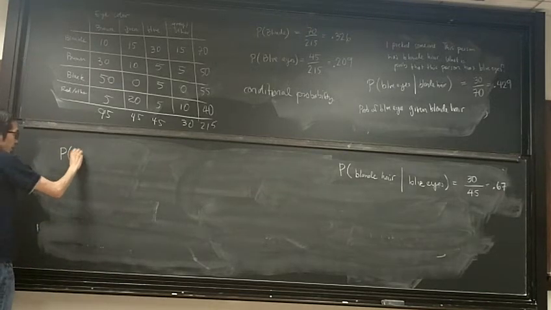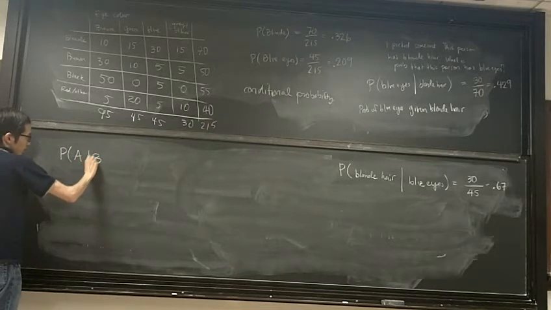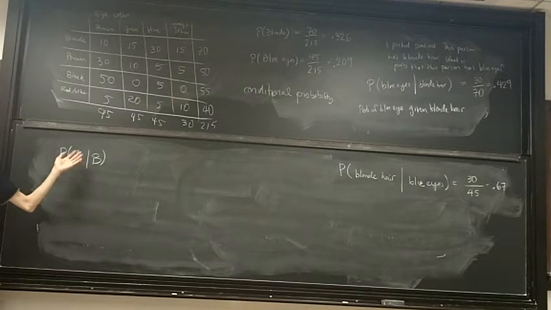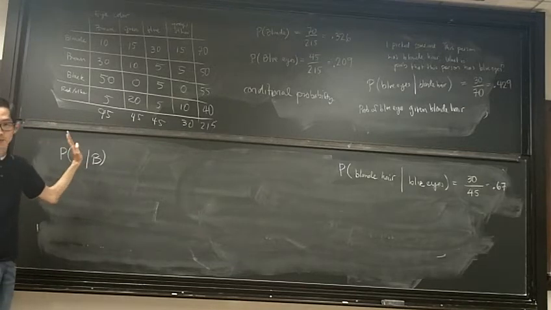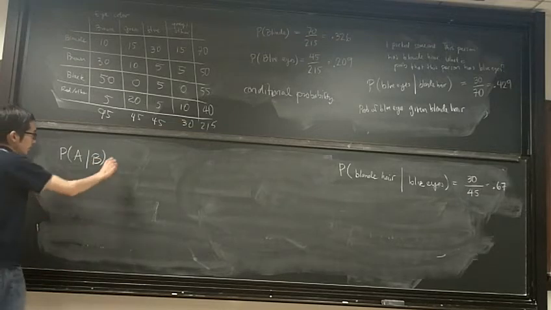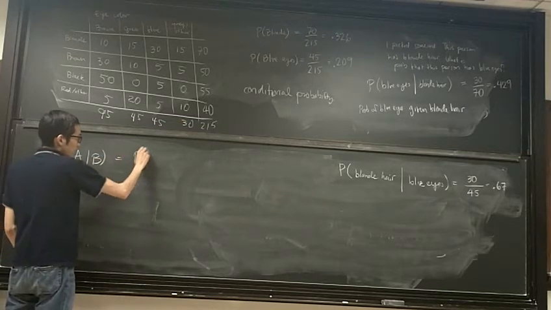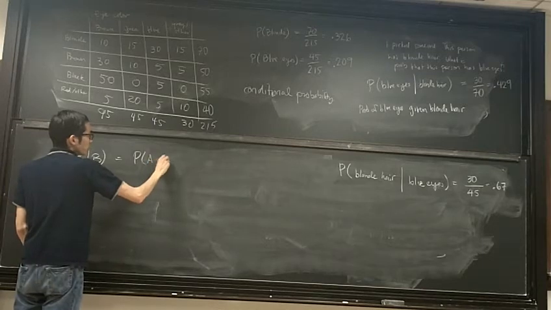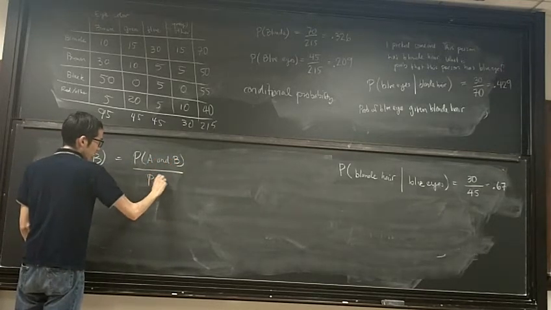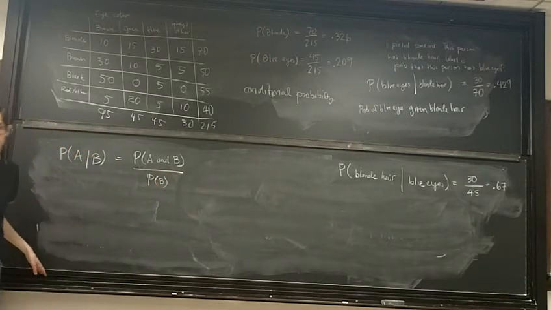Sometimes we're not given a table, and we have to be able to answer something like this. What's the probability of one event A given that event B has happened? In this case, this is the probability of A and B divided by the probability of B.